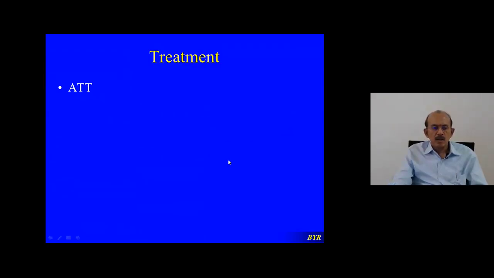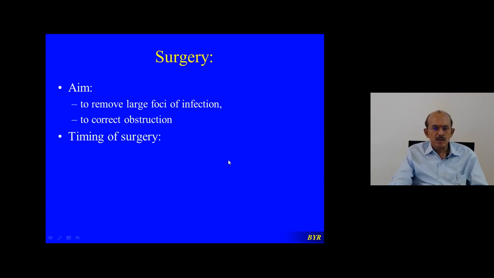Treatment: anti-tuberculosis treatment, review by intravenous pyelography for strictures, and if any strictures develop with hydronephrosis, they should be corrected. Aim of surgery: to remove the large foci of infection and to correct obstruction. Timing of surgery: 6 to 12 weeks after start of the ATT. Procedures: pyeloplasty if there is hydronephrosis.